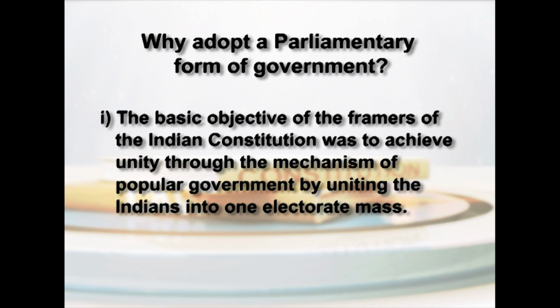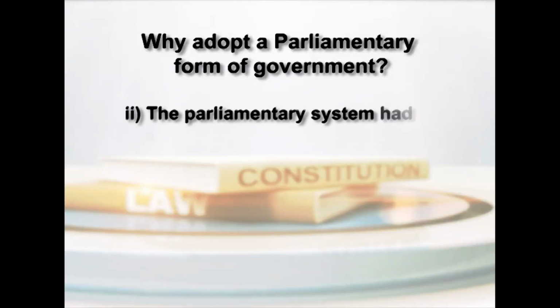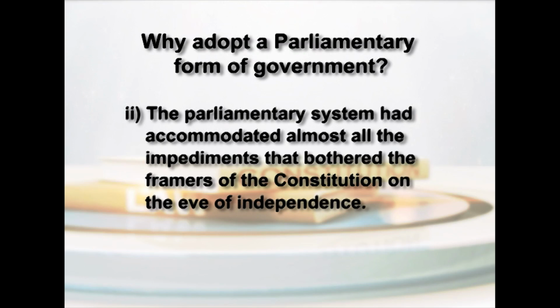The framers of the Constitution also wanted to provide direct representatives of the people and also to ensure universal adult franchise, which culminated in none other than a parliamentary system of government. Secondly, it had been pointed out that the parliamentary system had accommodated almost all the impediments that seem to have bothered the framers of our constitution on the eve of independence.